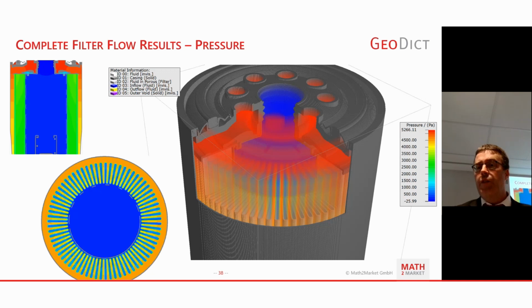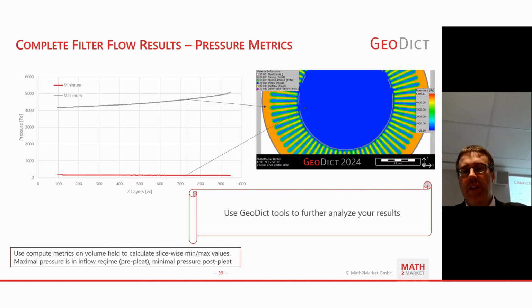So, as I mentioned, every field in GeoDict can be accessed programmatically and be part of your evaluation workflow if you desire. Actually, some analysis functionality is in GeoDict, of course, too. So in this case, we can use compute metrics on volume fields, and I think Andreas Wiegmann has shown one of those in the morning, isn't it?